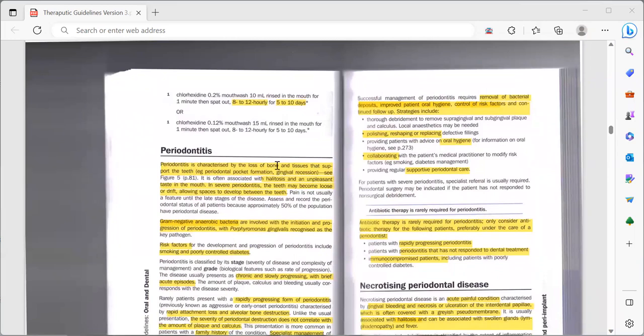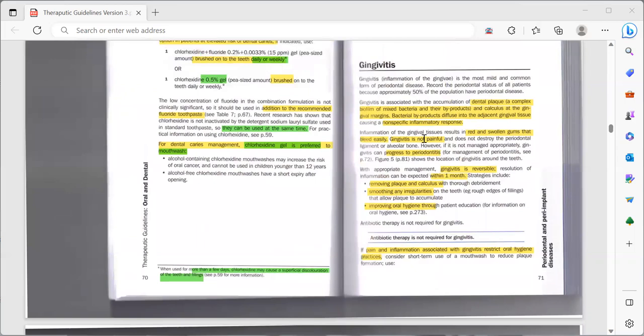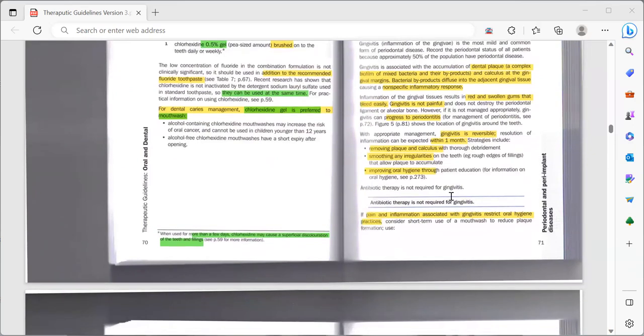So for gingivitis, it is a bit simple, which means that you would be checking for gingivitis in any patient who comes to you for a checkup. It is not painful. A patient would just complain about bleeding gums mainly, the sign which we commonly see, and the resolution would be expected in 1 month. And you need to take several steps, which means regular cleaning, smoothing any areas where plaque is getting accumulated, and oral hygiene instruction.